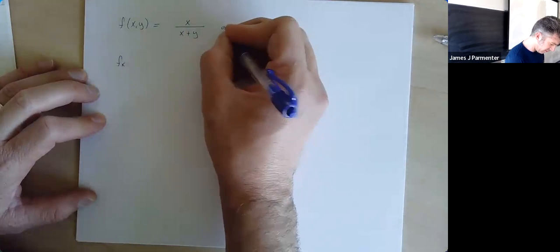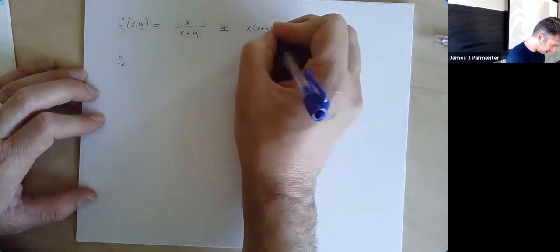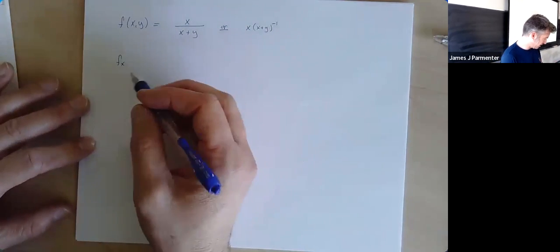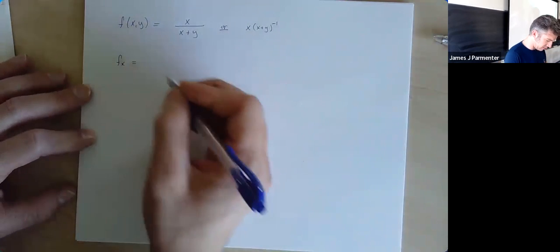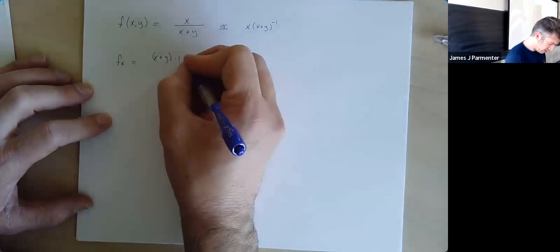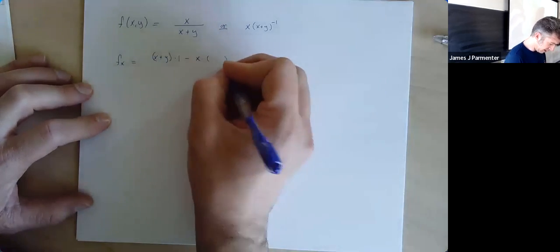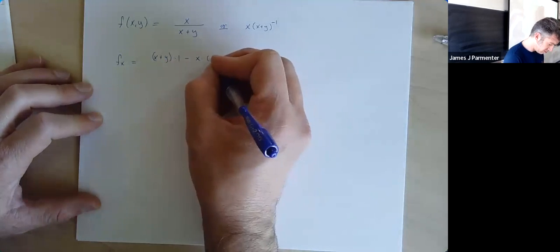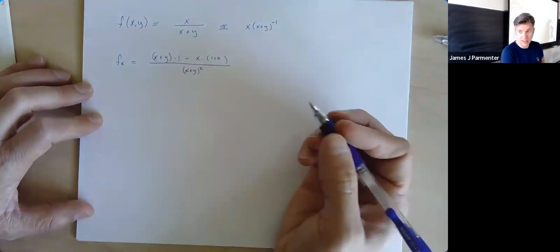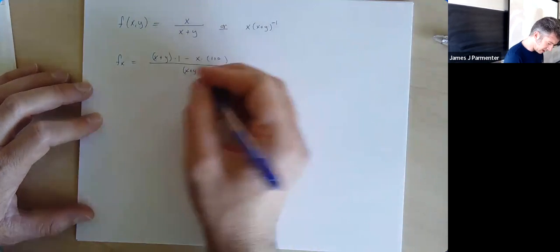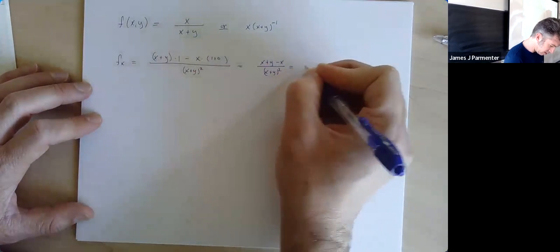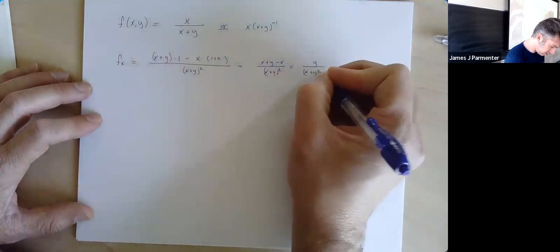It might be preferable to write it as x times x plus y to the negative first. It's kind of up to you, right? You can do it either way. I'm probably going to do it like this because the quotient rule is not terrible. So it's going to be the bottom times the derivative of the top minus the top times the derivative of the bottom, and the derivative of the bottom is just 1 plus 0, over the bottom squared. So we know we're going to take second partials. We should definitely simplify this. That's going to be x plus y minus x all over x plus y squared, and that's just y over x plus y squared.